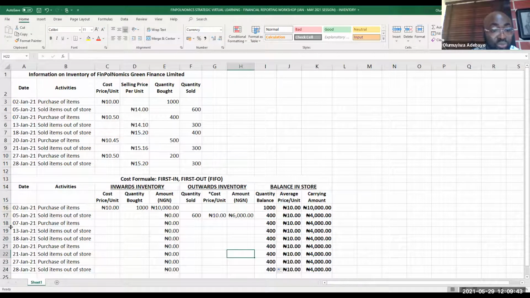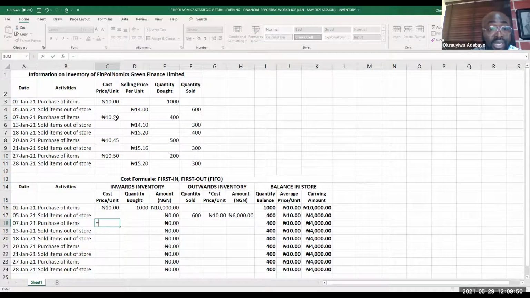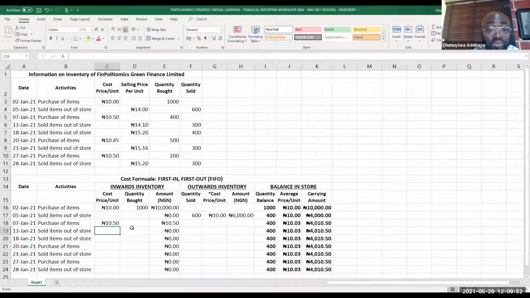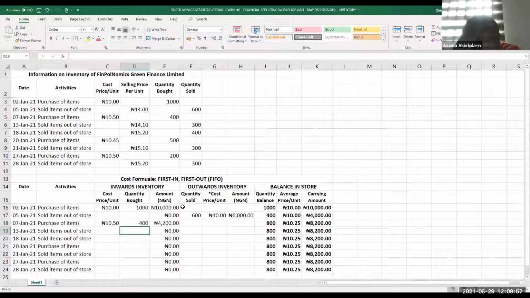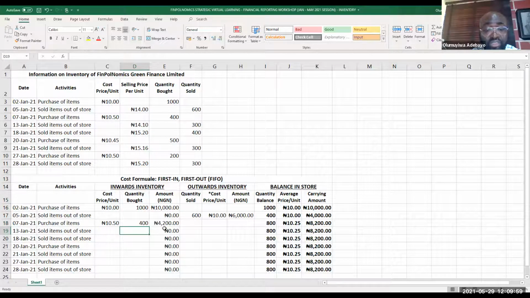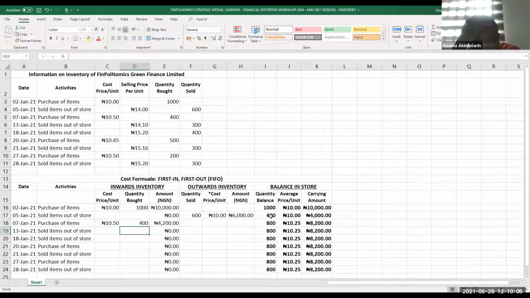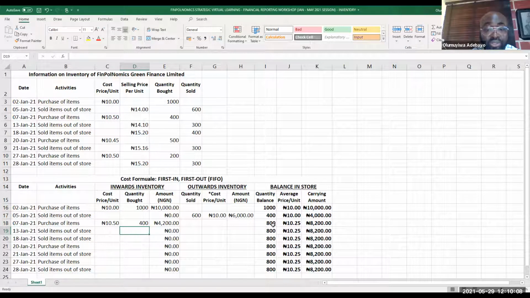Now, what do we do? On the 7th of January, we purchased additional items at 10 naira 50 kobo. How many units did we buy? We bought 400 units for 4,200, which means at the end of the day we close at 8,200, which means 400 left before plus another 400 make up 800, of which on the 13th of January we issued out 300.